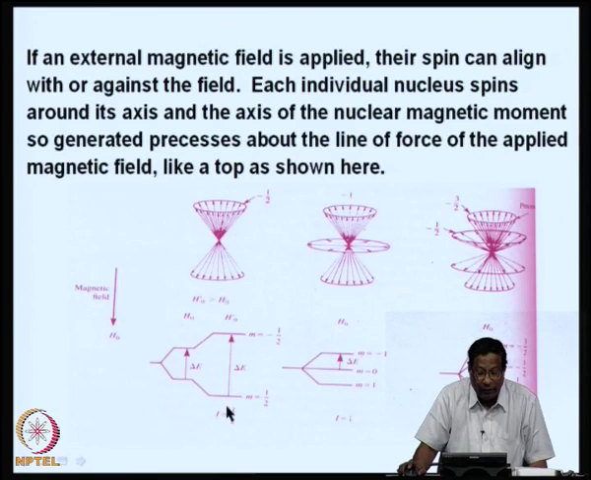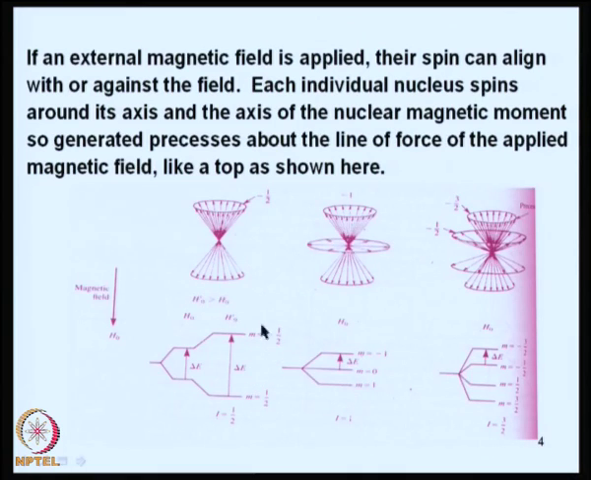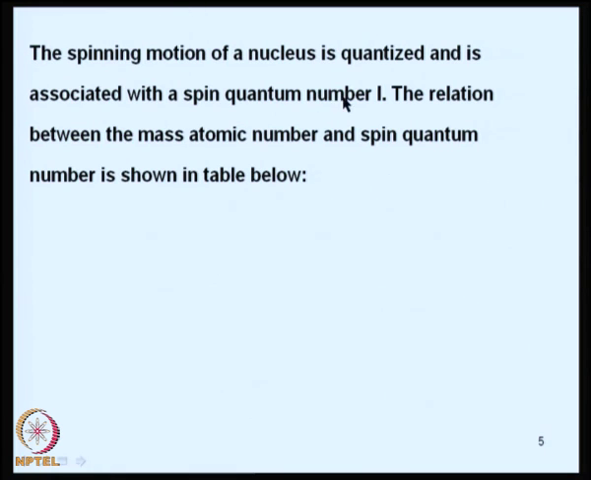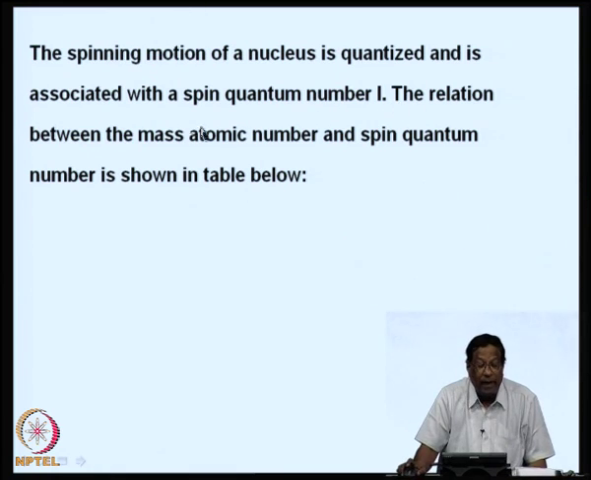So, you can see that the energy levels are split into different states, that is minus half, plus half, with a magnetic moment like this, and here also the lines are split. If the spin is 1 by 2, you get plus or minus half, and if it is 3 by 2 you would end up with 4 lines, 2I plus 1. So, the spinning motion of the nucleus is quantized and it is associated with a spin quantum number I.